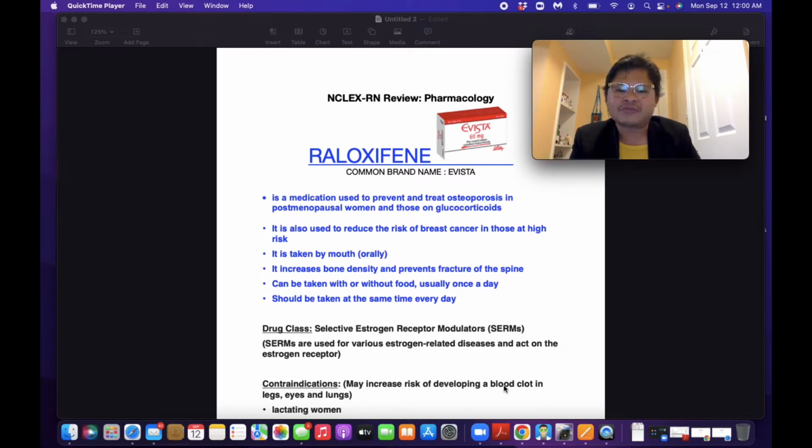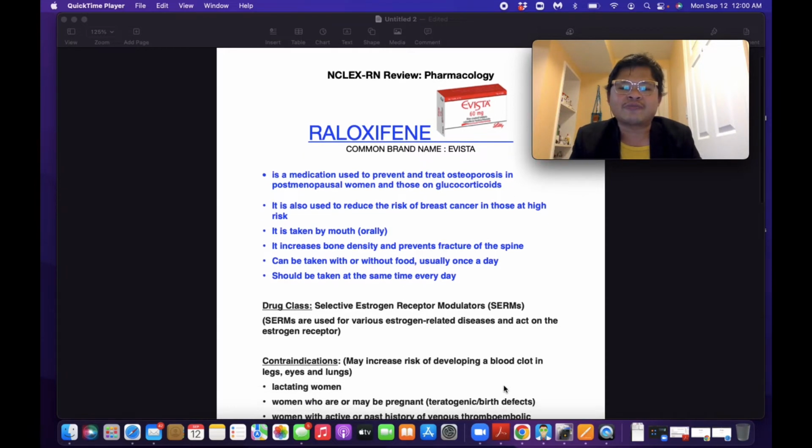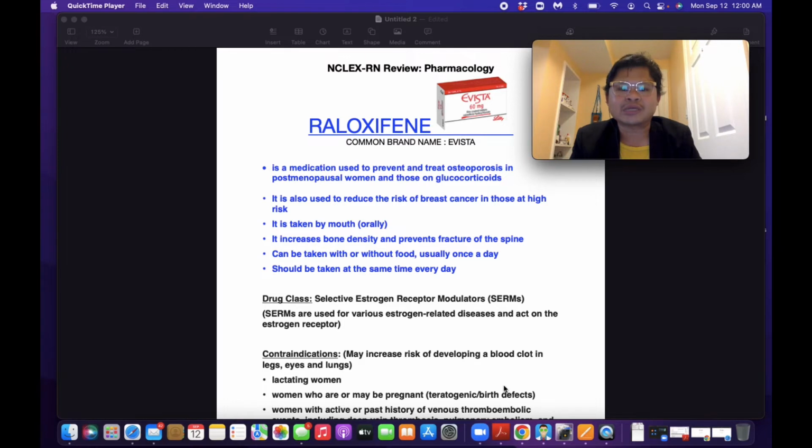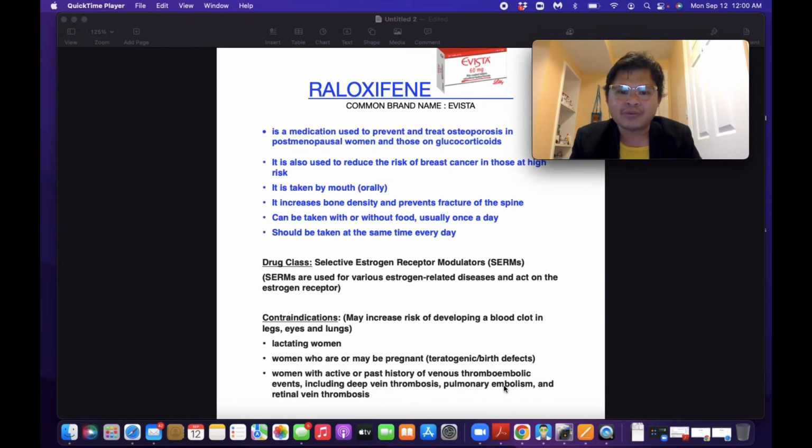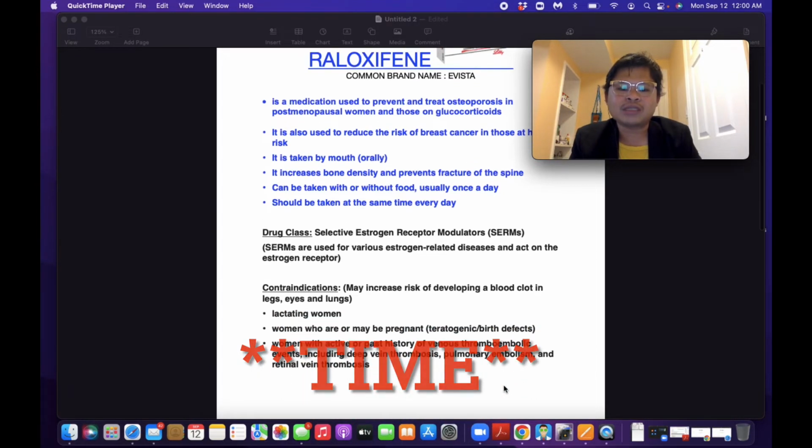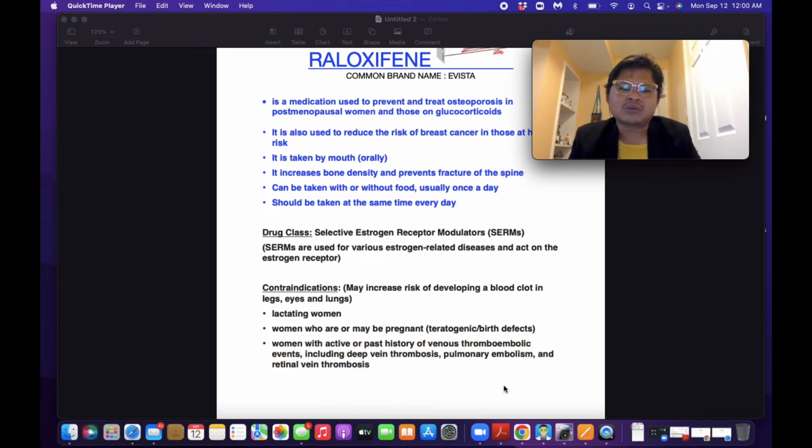So what is Raloxifene? Raloxifene is a medication used to prevent and treat osteoporosis in post-menopausal women and those on glucocorticoids. It is also used to reduce the risk of breast cancer in those at high risk. It is taken by mouth, meaning it is taken orally. It increases bone density and prevents fracture of the spine. It can be taken with or without food, usually once a day, and it should be taken at the same time every day.